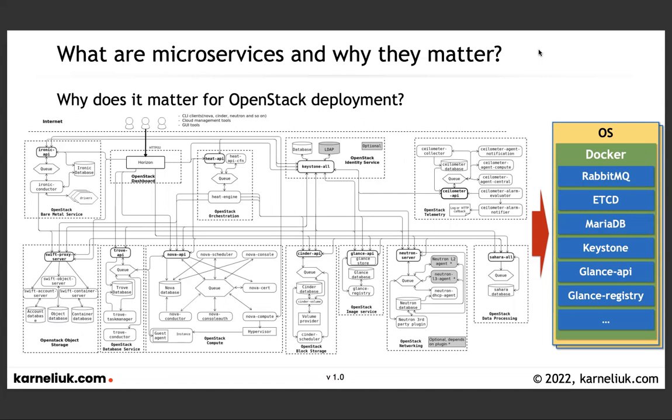Keystone, the identity management service. This is the piece of OpenStack responsible for creation of users and projects, assigning the roles of users within the project, and all other things. Glance, the image service, is the piece of OpenStack responsible for storing the base images for the operating system, which we use to deploy the user VMs.